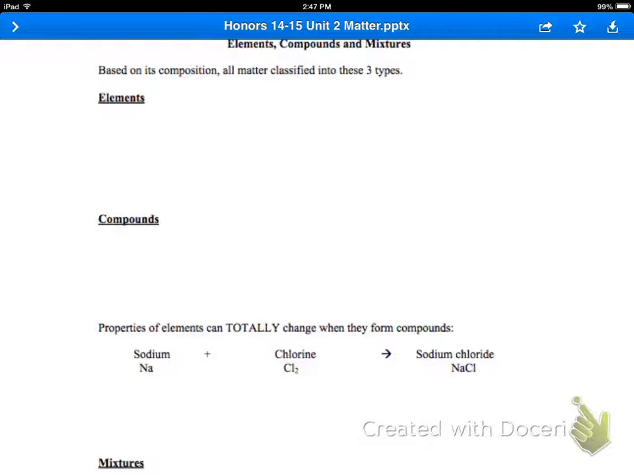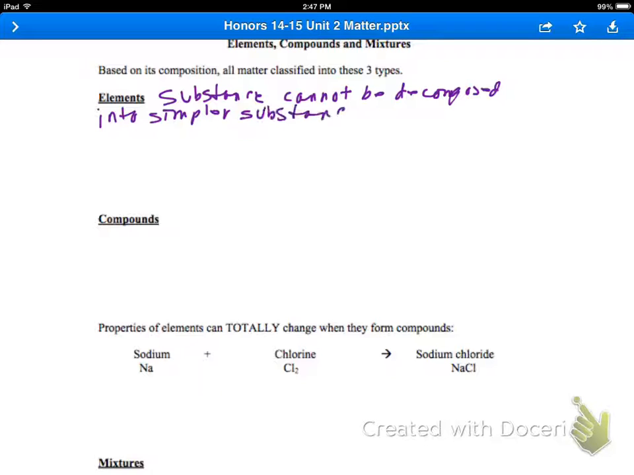Okay, so if I look at some ways of classifying, there's lots of different ways, but we're going to take a look at classifying as elements, compounds, or mixtures. So an element is a substance that cannot be decomposed into something simpler because it's made up of the basic building blocks, right? So if you have an element, they're all going to be one type of atom. You will be able to find it on the periodic table.